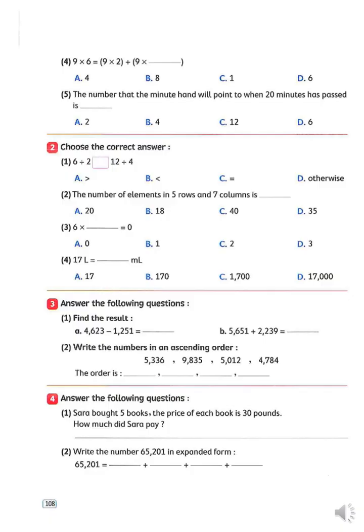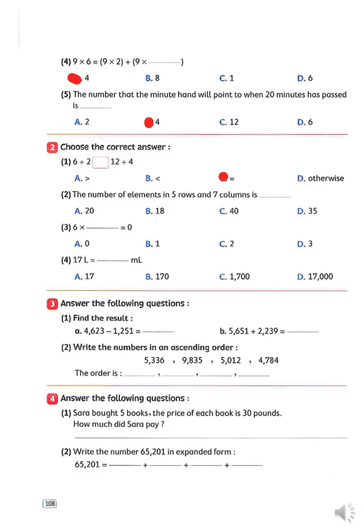9 by 6 equals 9 by 2 plus 9 by 4. The number that the minute hand will point to when 20 minutes have passed is 4. Choose the correct answer. 6 divided by 2 or 12 divided by 4. 6 divided by 2 equals 3, and 12 divided by 4 equals 3. So the answer is equal.